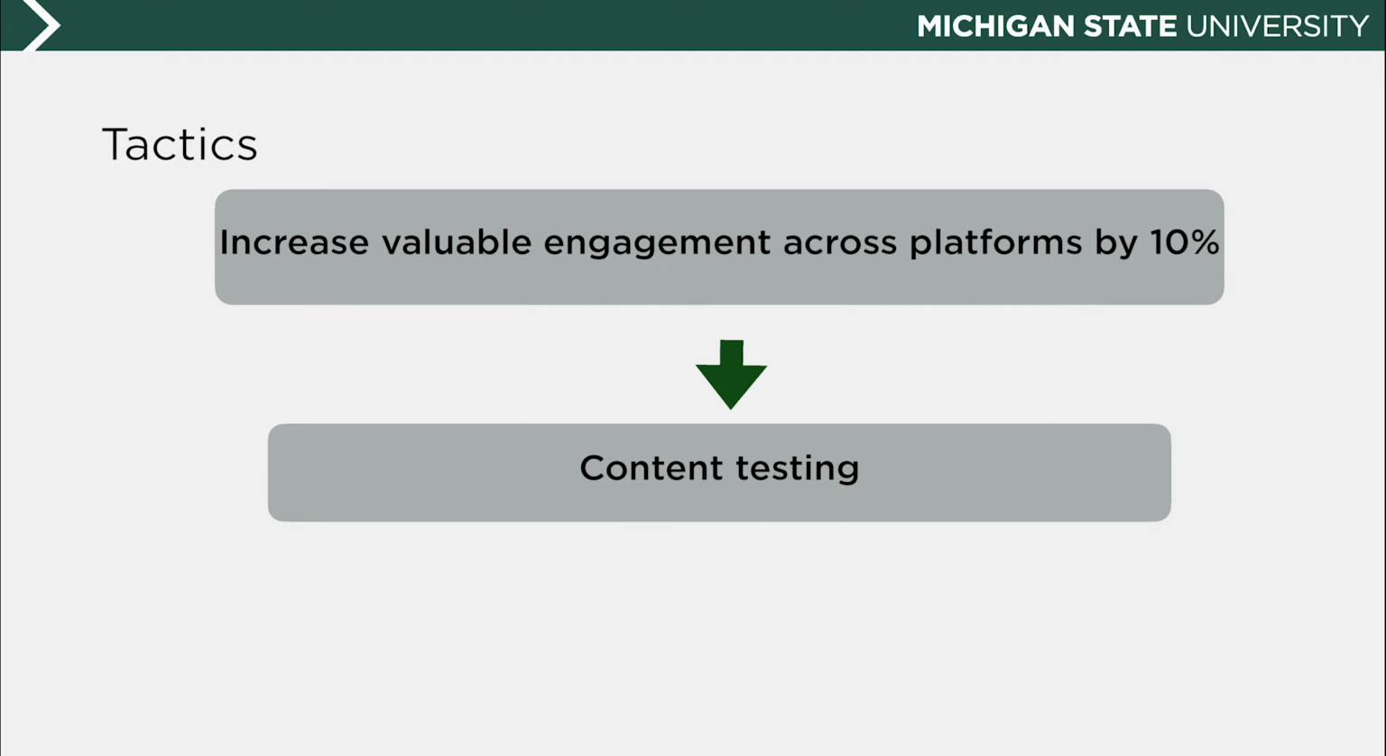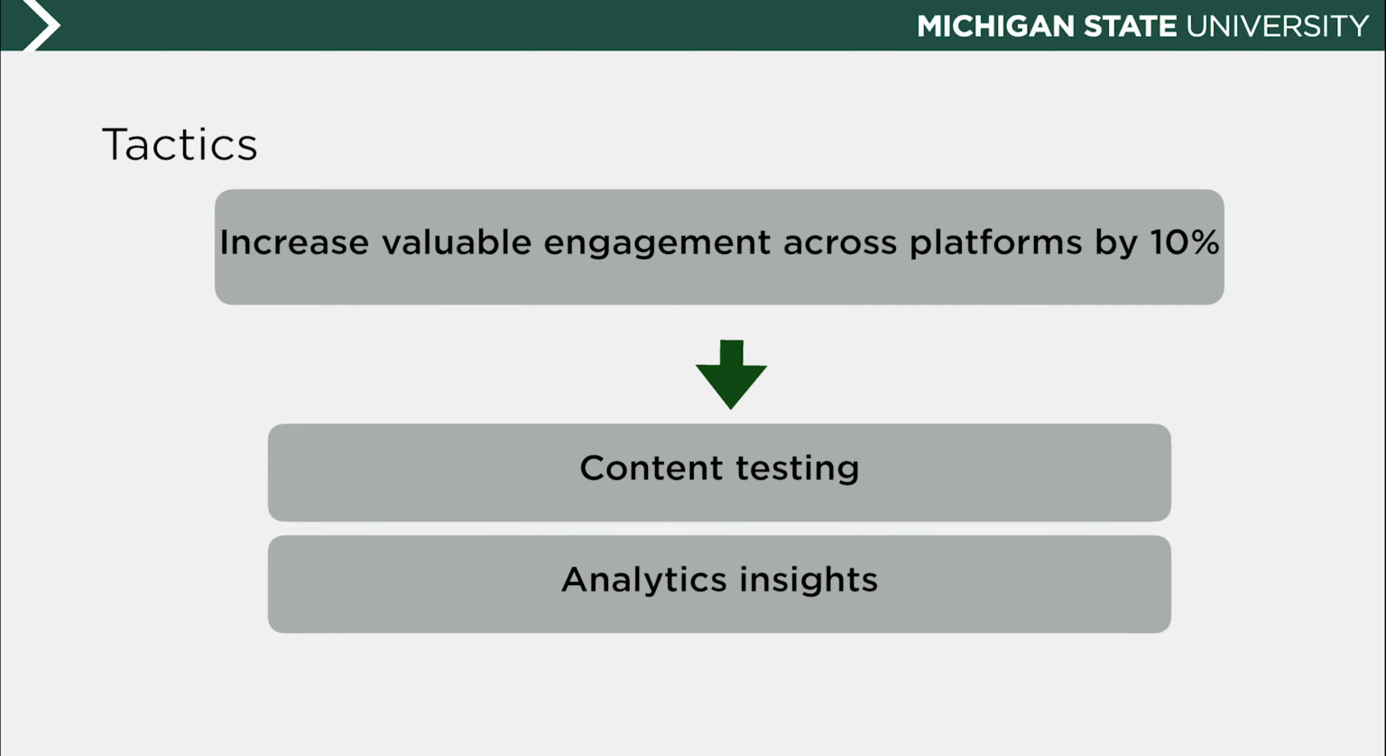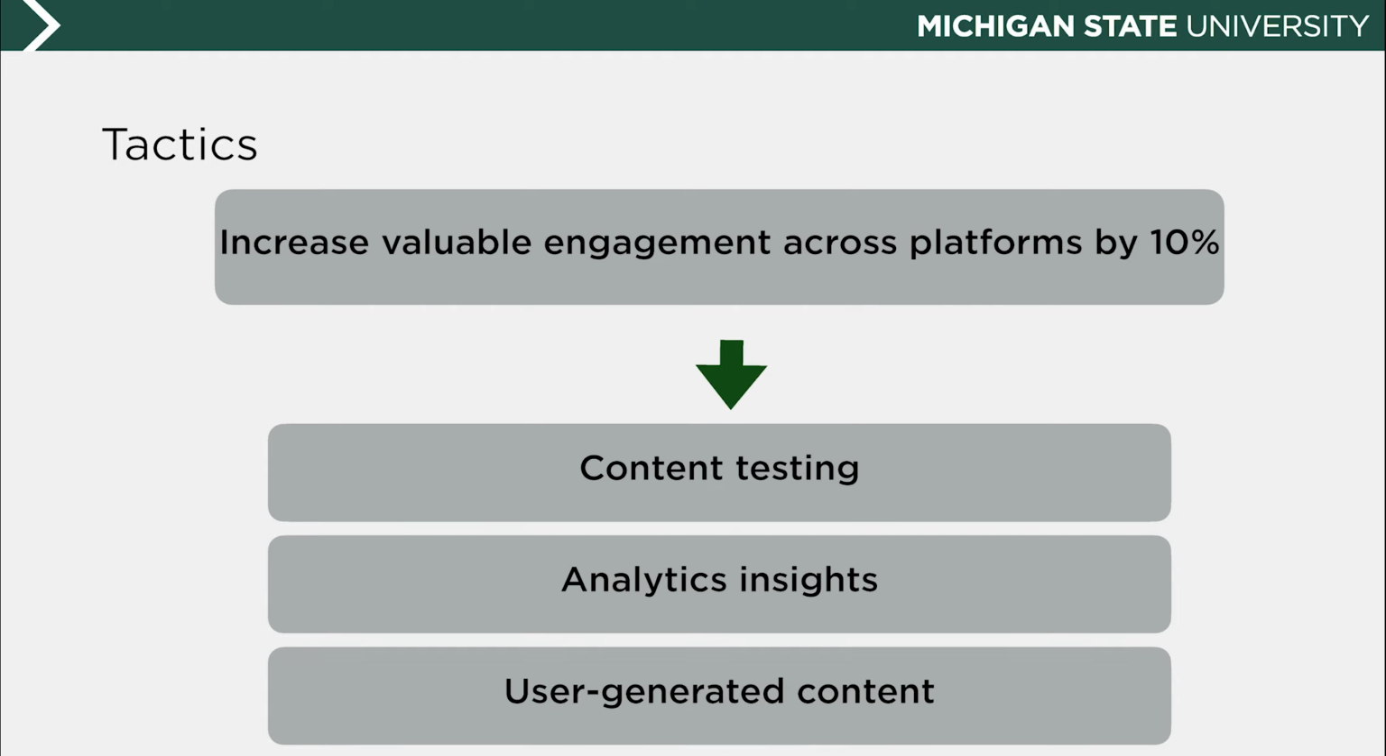One of the things that we know we can do is really test content. So when we're sharing a story of some sort, we can test a photo versus a video. We can test different ways that we write the copy, things like that. We can also look at analytics and data to make content decisions, so deciding whether or not we repost or share something. Another way, for us at least, to really increase valuable engagement is using user-generated content. So really building the community and acknowledging and sharing what other people are doing.